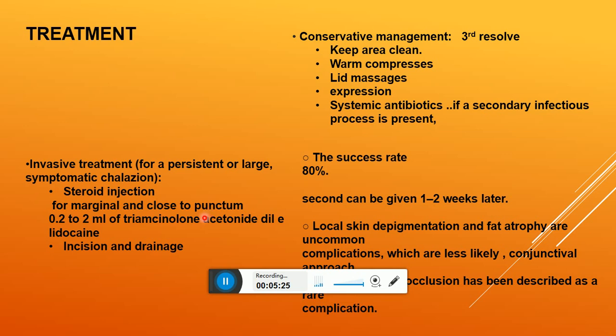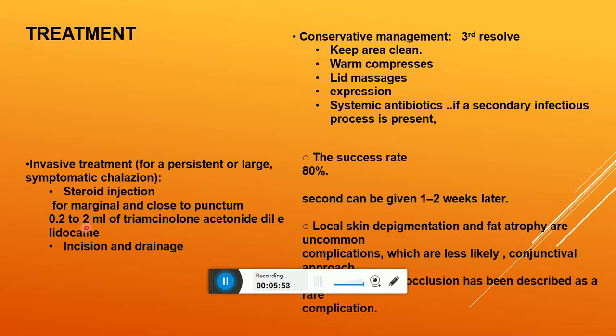The regimen includes 0.2 to 2 ml of triamcinolone acetonide aqueous suspension diluted with lidocaine to a concentration of 5 mg per ml, and usually 0.1 to 2.2 ml of 40 mg per ml is injected with a 27 gauge or 30 gauge needle. Success rate following one injection is about 80%, so a second can be given after 1 to 2 weeks.